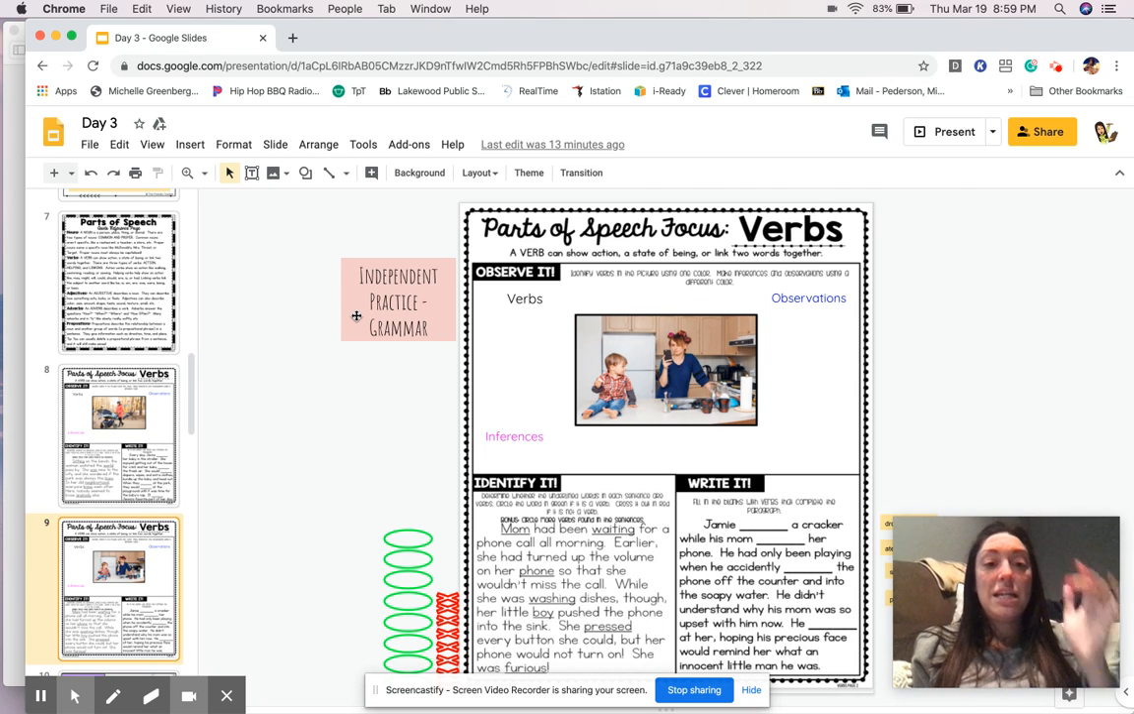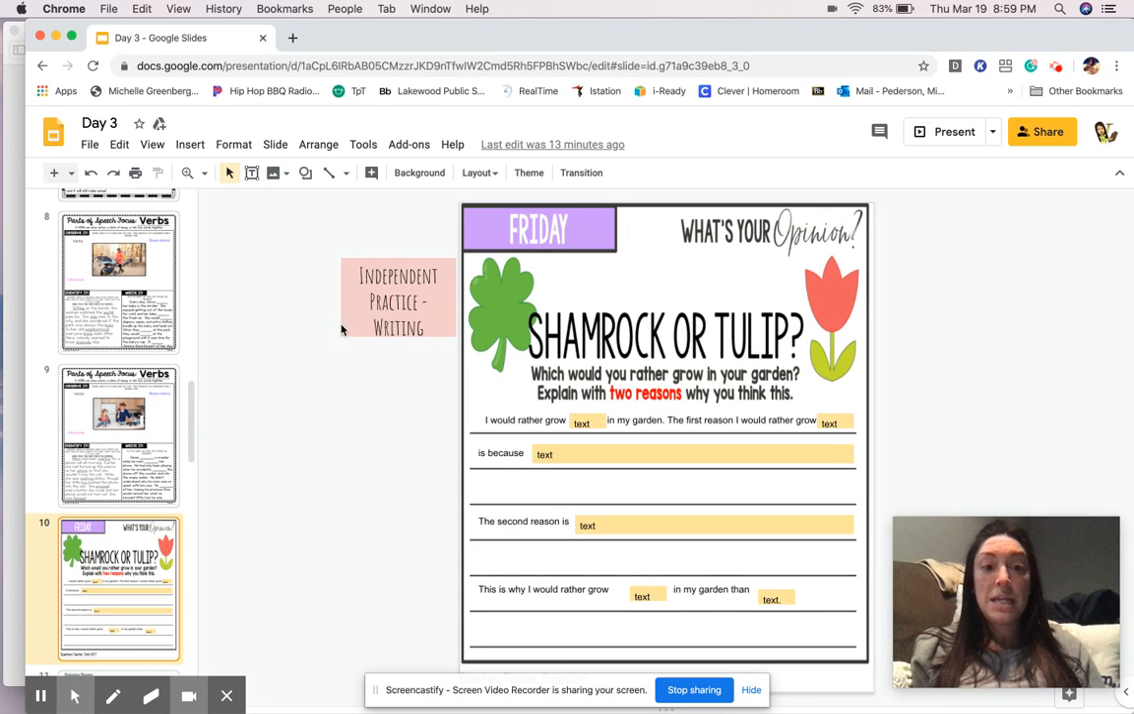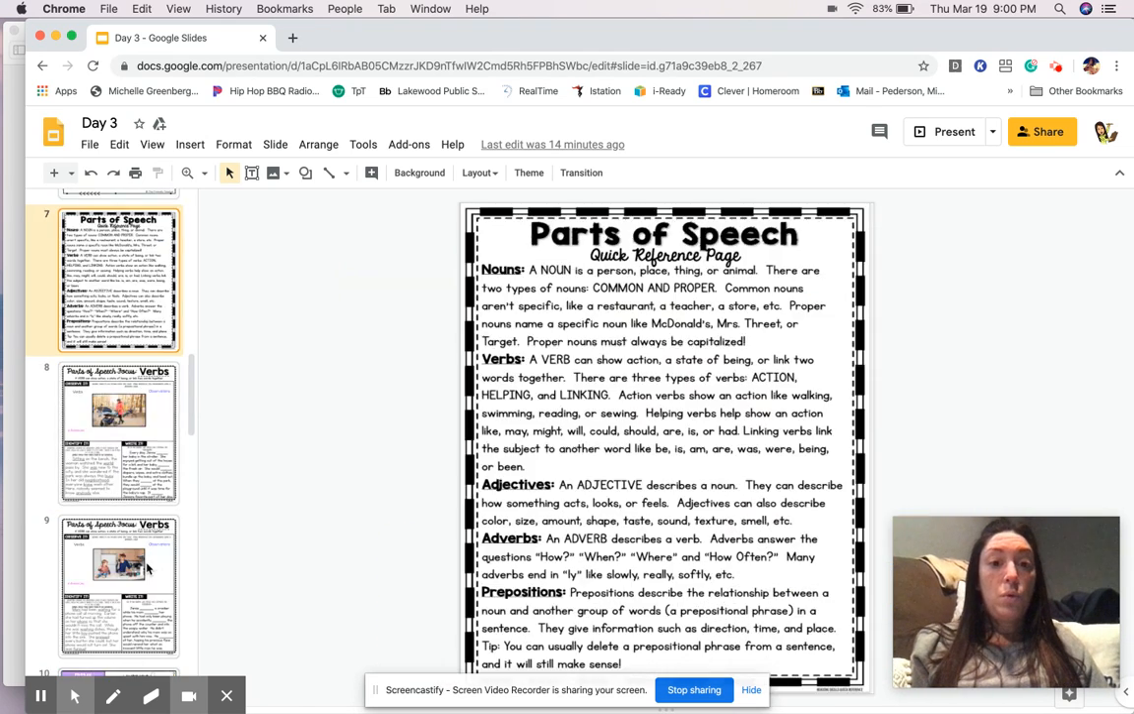And then here's the independent practice. So this is when you'll be doing it by yourself. You'll see in these little red squares, I'm trying to make it a little bit easier for you guys to know what you need to do versus what Miss Peterson does. So we'll go from there.